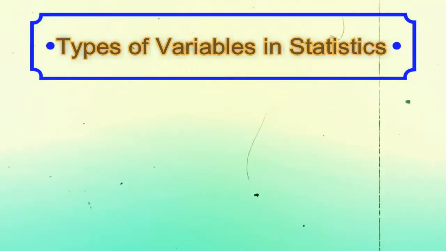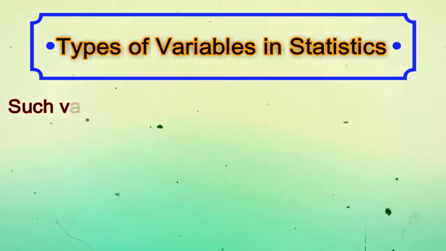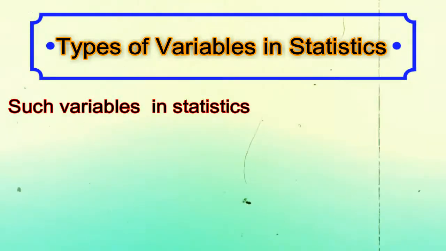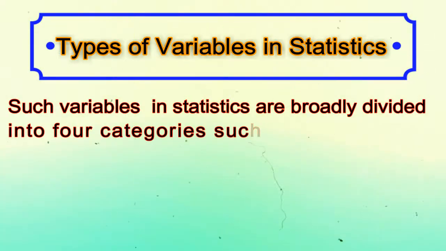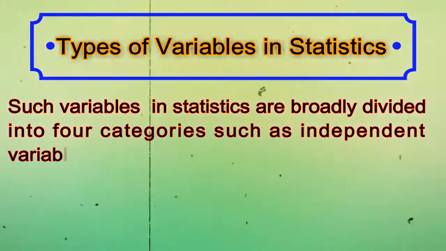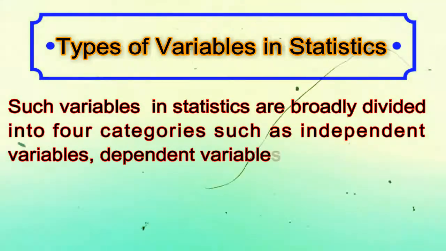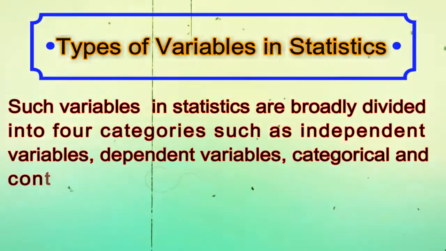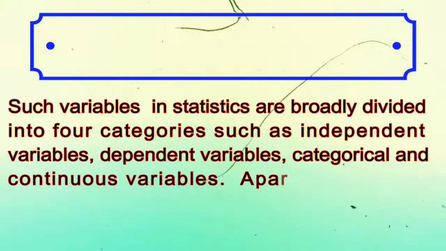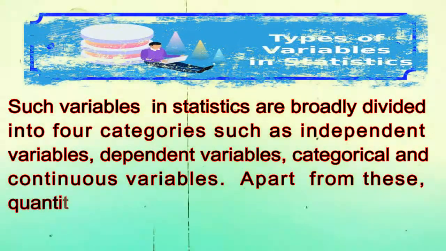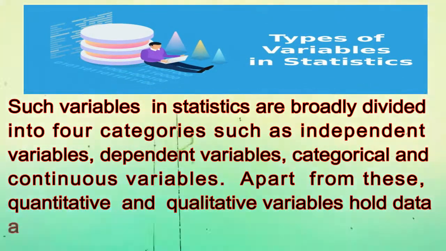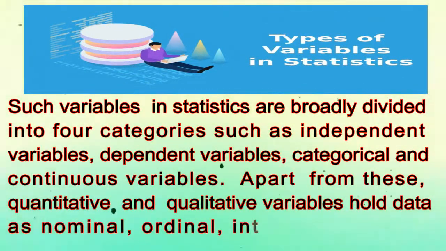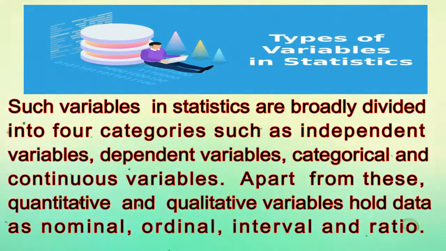Types of variables in statistics. Variables in statistics are broadly divided into 4 categories, such as independent variables, dependent variables, categorical and continuous variables. Apart from these, quantitative and qualitative variables hold data as nominal, ordinal, interval and ratio.